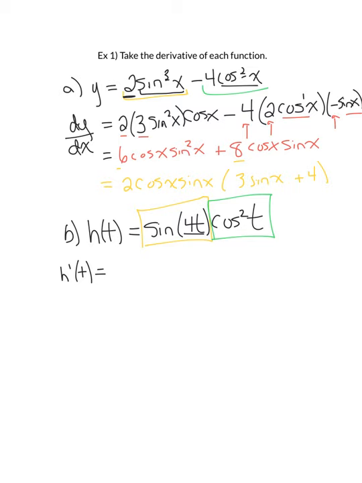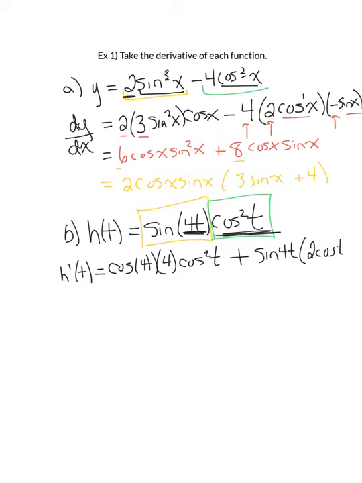I have the derivative of sine, which I know is cos of 4t. I need to be multiplying by the 4, or the derivative of 4t, which is just 4. And then I need to multiply that by my original second function, because of course I'm using the product rule. Plus, I'm going to be keeping my first function, so sine of 4t, times the derivative of that second function. So 2 cos t times the derivative of cos of t, which is negative sine t.